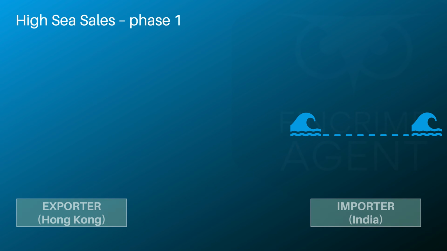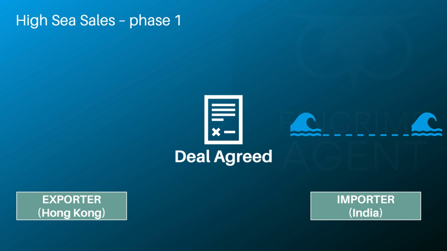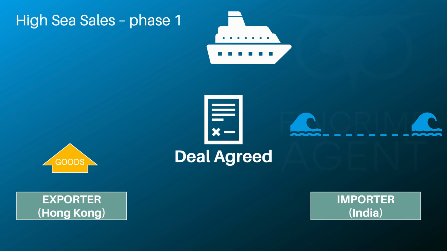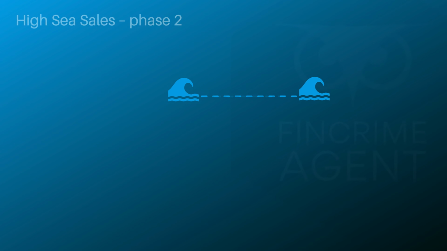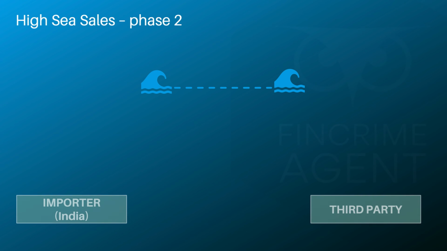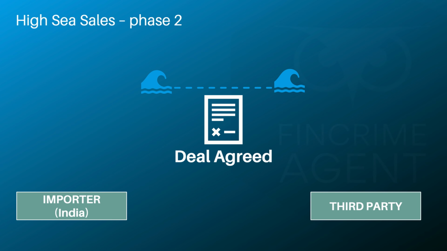Our first port of call is understanding the high seas sales process. The high seas sales process is a common and legal practice in international trade where the original importer sells the goods to a third party while the goods are still on high seas, and that's why it's called like that. The original importer then directs the shipping company to deliver the goods directly to the third party.